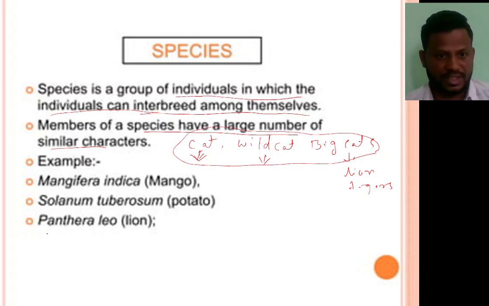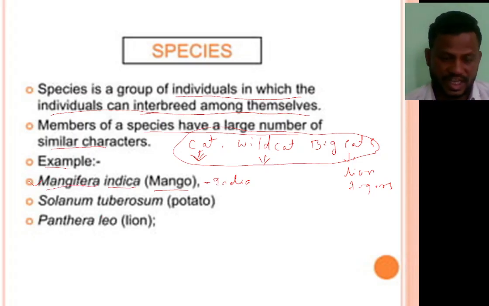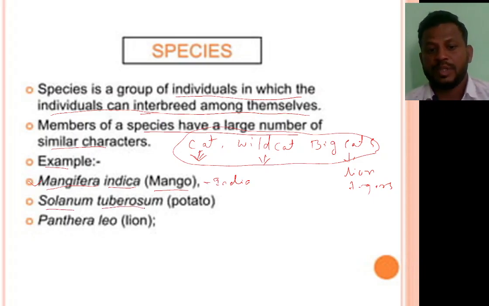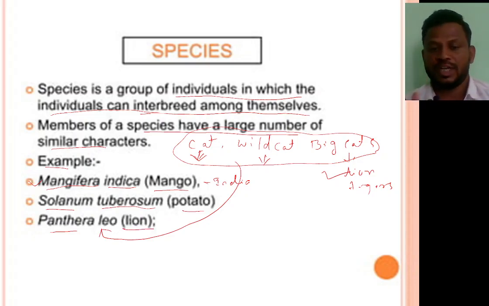Okay, next, for example, the example given is Mangifera indica. This is the mango tree, originating from India. Remember this, it originated from India, so the name given is indica. This is the botanical name, or we can say the scientific name, Mangifera indica, that is known as the mango. Here Solanum tuberosum, that is potato, and Panthera leo; all these cats come under Panthera and leo. For example, I told you the lion, you can take the lion. This is known as the species.